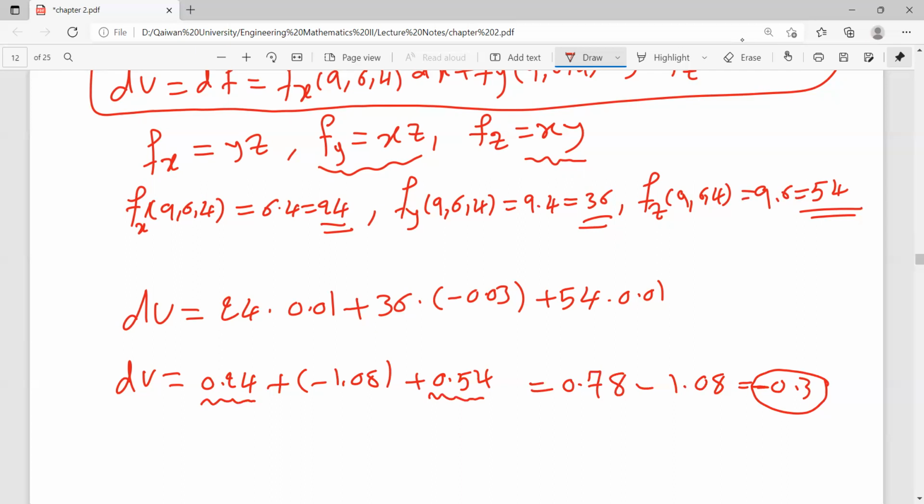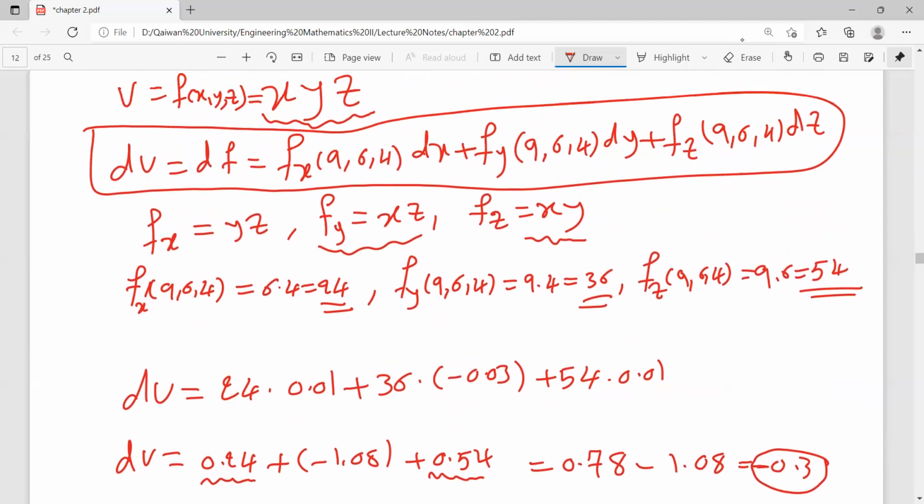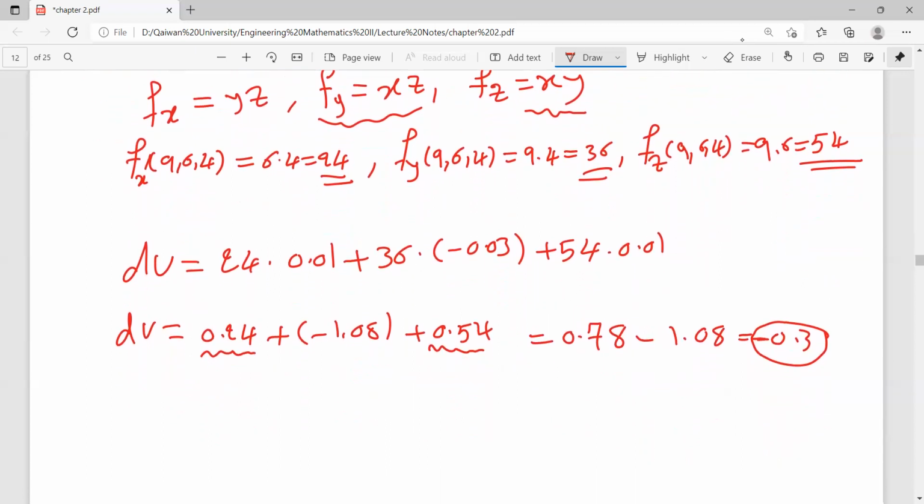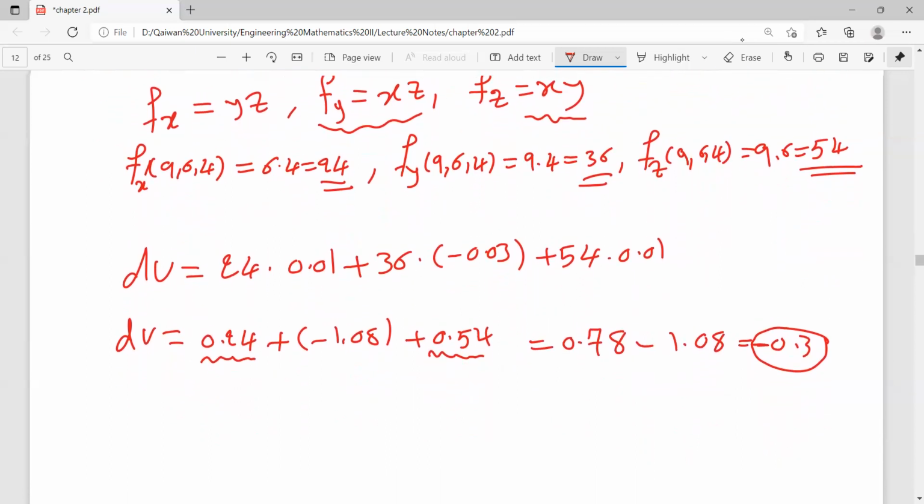Okay, this is the approximate change dV in the volume.